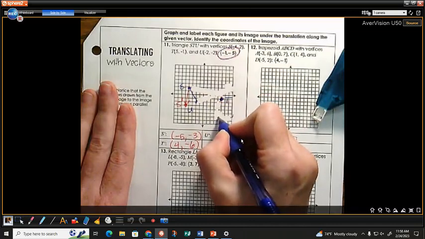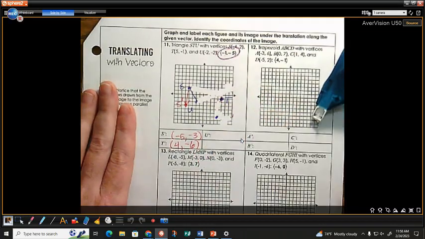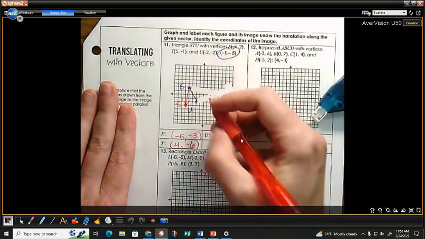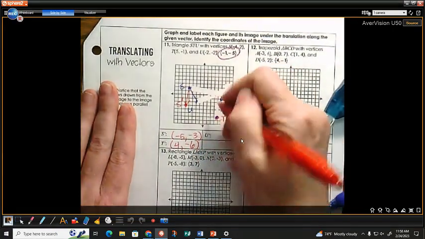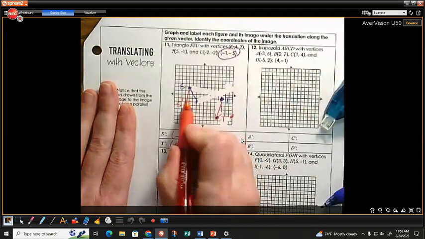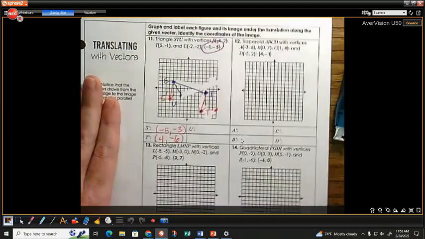So the T prime ends up at 4, -6 down here. There it is. There's T prime. And then there's my vector. And see, look, they're parallel. They're parallel vectors. I got it right this time.